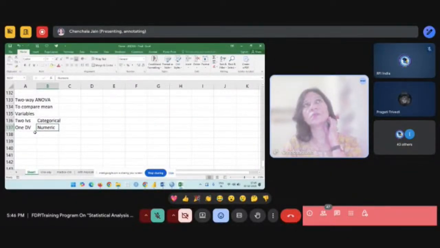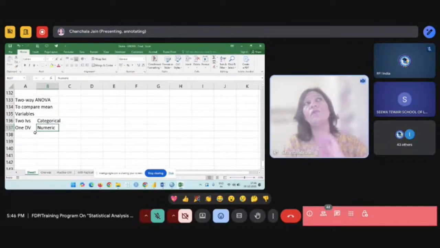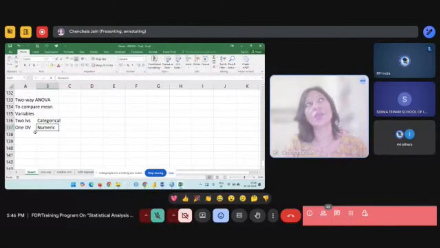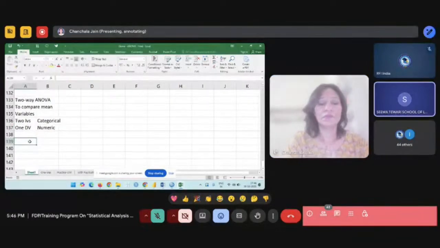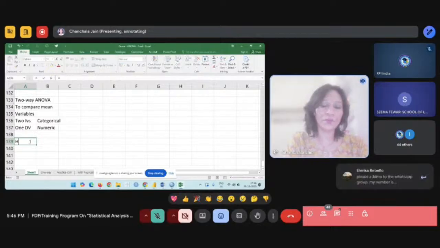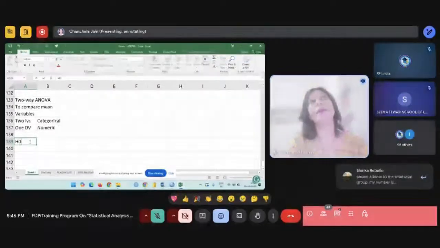Ma'am, can you give an example of two-way ANOVA? Okay, say for example, I want to compare the marks of students on the basis of their sections and on the basis of their gender. So gender-wise and section-wise, I want to compare the marks. I'm considering both categorical variables and want to see whether a difference is coming in the marks or not. Right? Before that, I'm telling you the hypothesis, right?